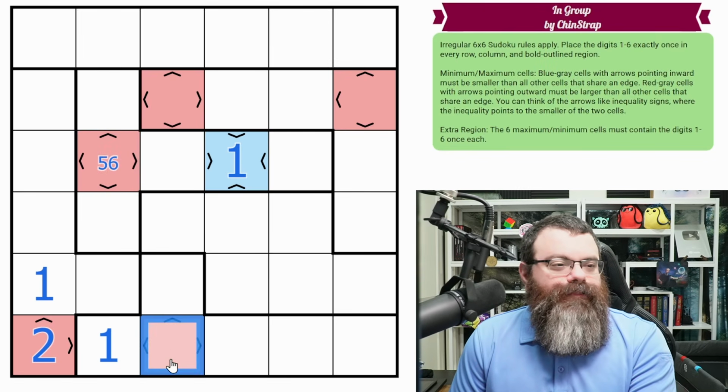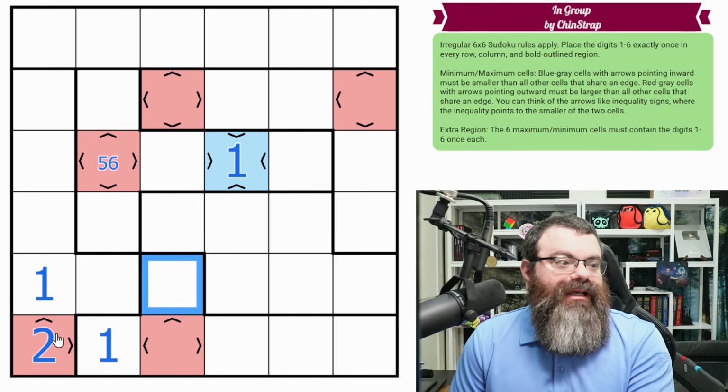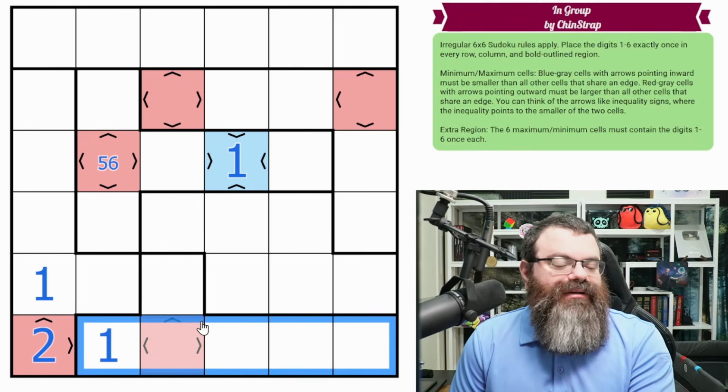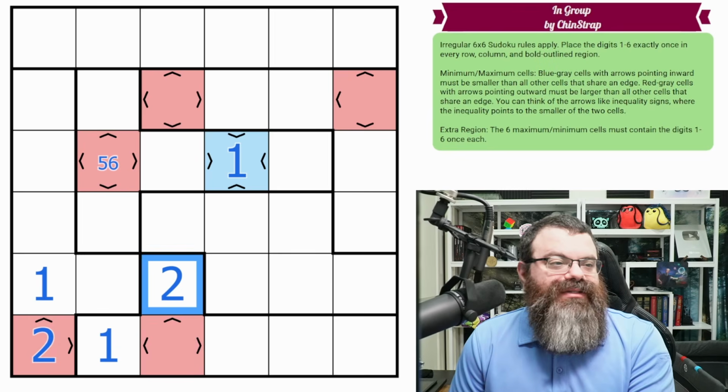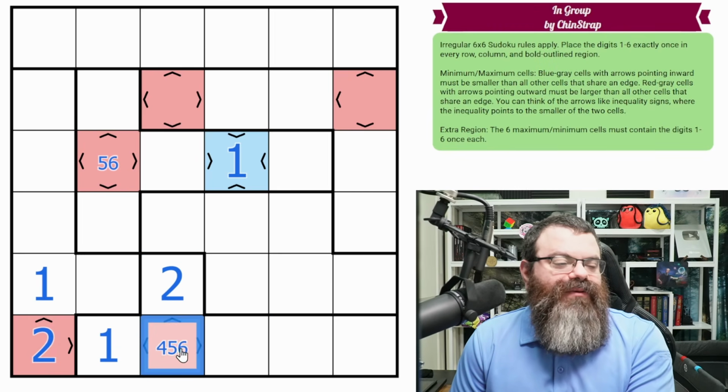This could see a 2, 3. We could have a 2 here and a 3. In fact, this is a 2. This 2 looks in here. This region needs a 2. So this is a 2. But this could be as low as 3. And so this could be 4, 5, or 6.